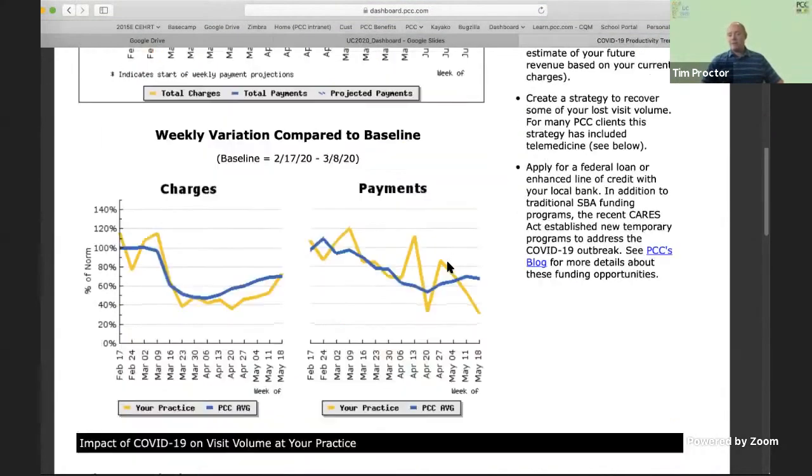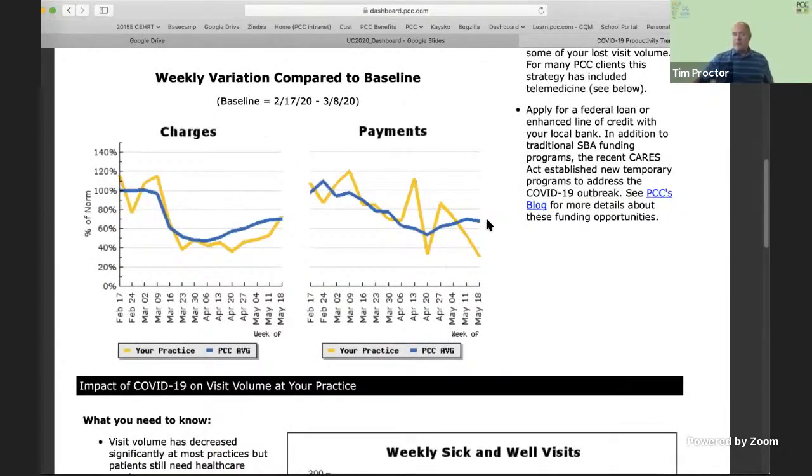As I scroll down, I want to just point out a couple other things here. We also get into the charge and payment analysis, and we show this relative to your practice and relative to your baseline, which is the productivity you were doing back in February. Okay, so the baseline is February 17th through early March 8th. For the weeks since then, what percentage of charges and payments are you seeing compared to that baseline for each of those weeks?